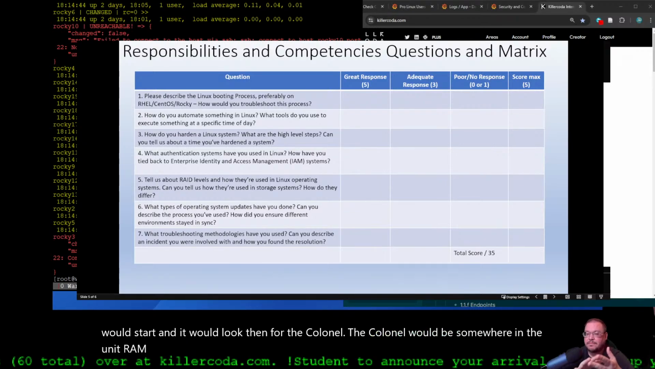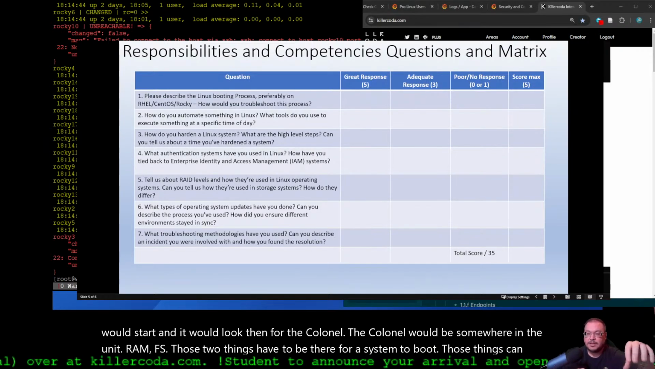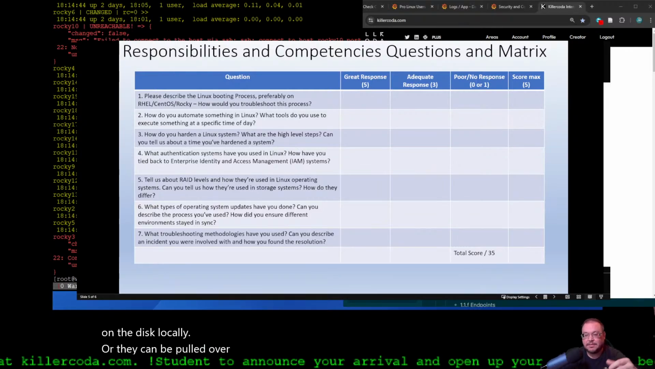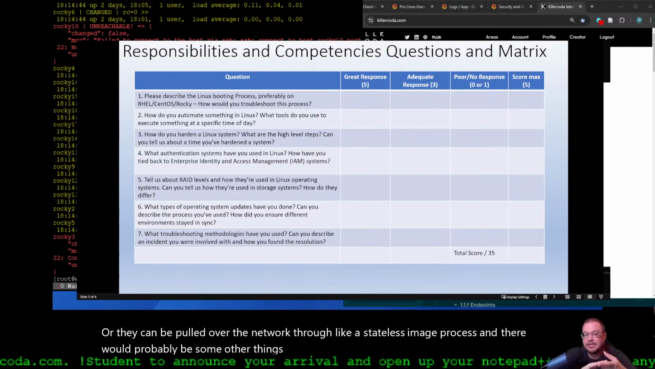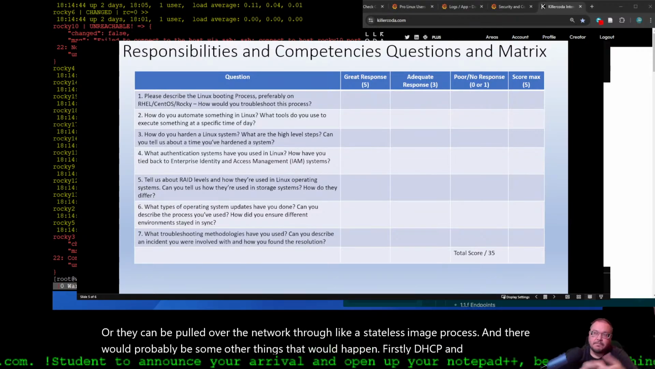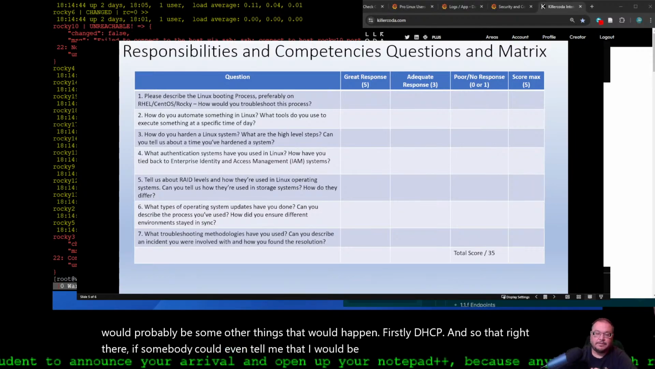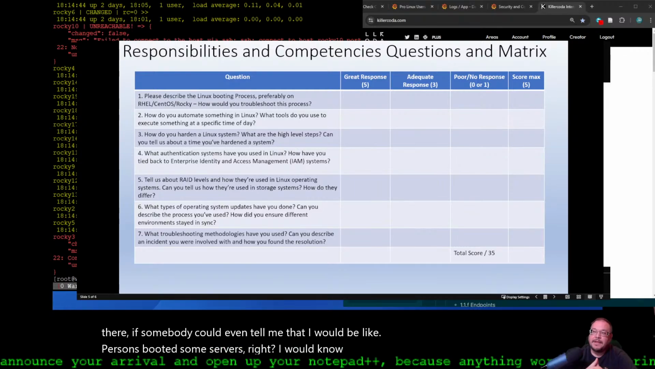Those two things have to be there for a system to boot. They can be either on the disk locally, or pulled over the network through a stateless image process, and there would probably be some other things that happen first, like DHCP and some other stuff. If somebody could even tell me that, I would know this person has booted some servers, right? That would be a pretty good response for me.